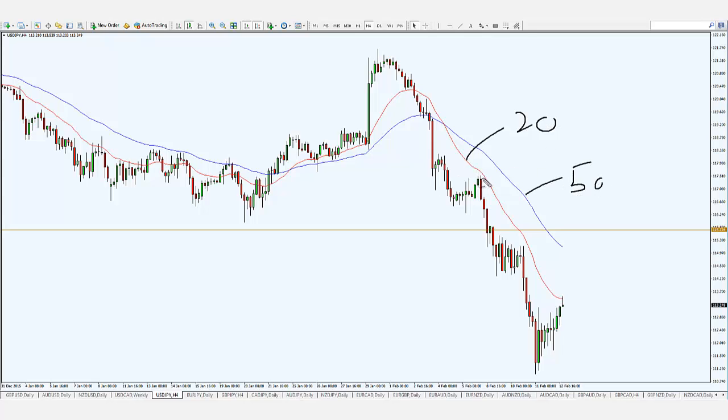The 20 is currently acting as dynamic resistance. So it makes sense, right, for me to trail my stop loss based on this 20 period moving average. If price were to break and close above the 20 period moving average, I'll just exit with whatever profits I have. But if price decides to respect the 20 period moving average and look to trade lower, I'll hold on to this trade and possibly even scale in, depending on how much the market goes in my favor. So yep, this is my plan right now for the dollar yen.